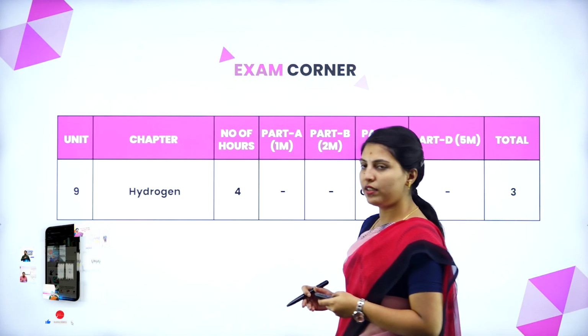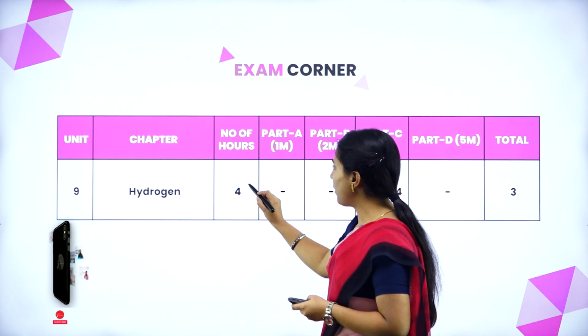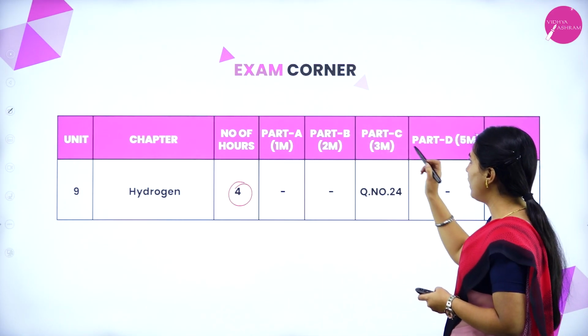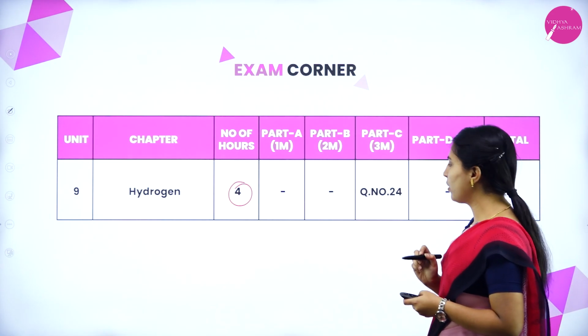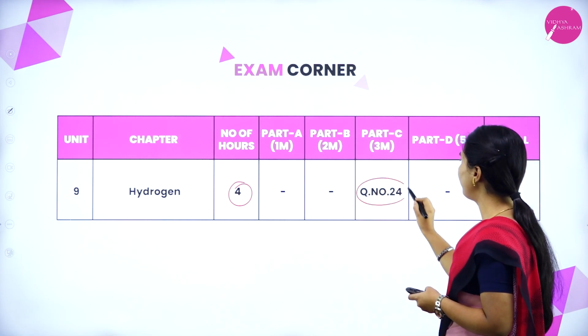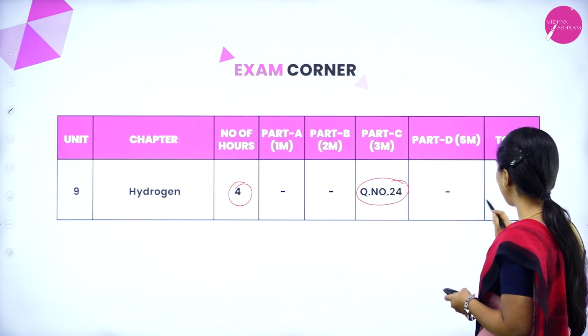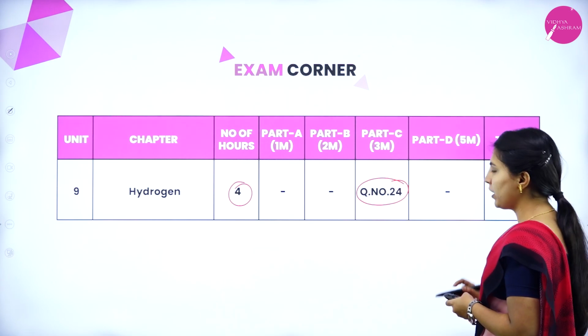The number of hours required to do this chapter is 4 hours. In this question paper pattern, in part C, that is the 3-mark questions, question number 24 will be from this chapter. The total marks allotted for this chapter is 3.